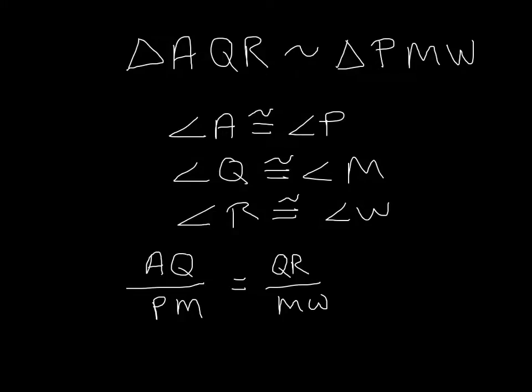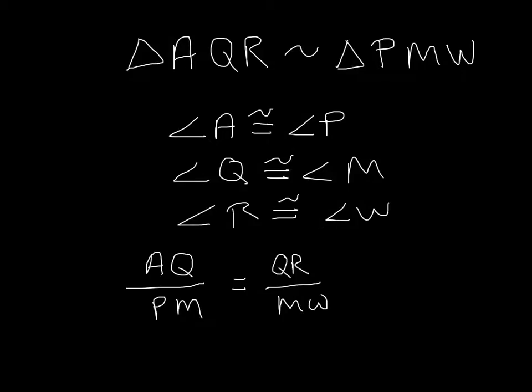So if you take one side of one of the triangles and you write a comparison, or a fraction, between that and the matching side of the other triangle, that ratio is going to stay constant no matter which two sides I had chosen to pair up.